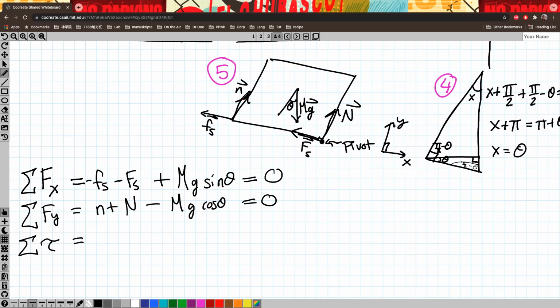So with that, everything that's at the pivot point would have zero torque. For mass times gravity, it would be the distance.